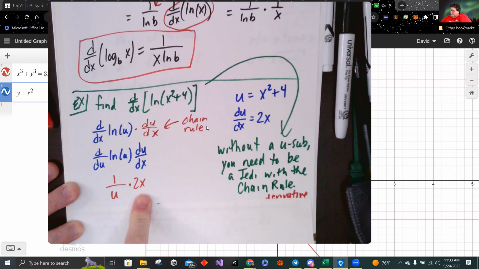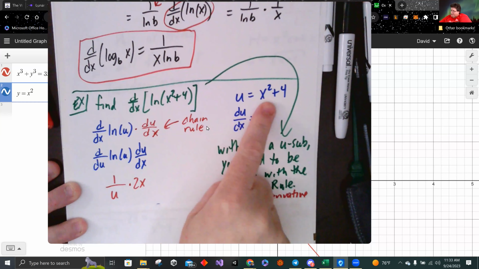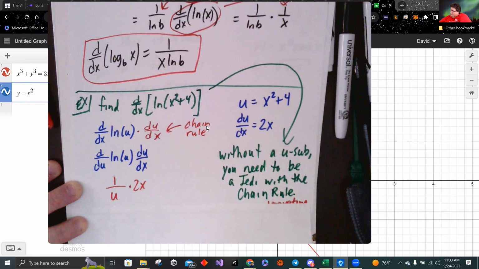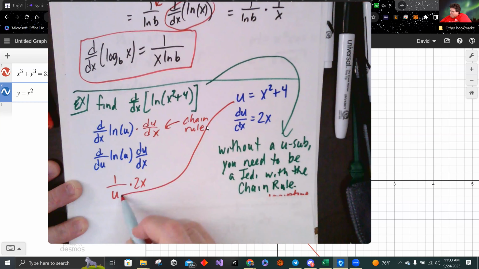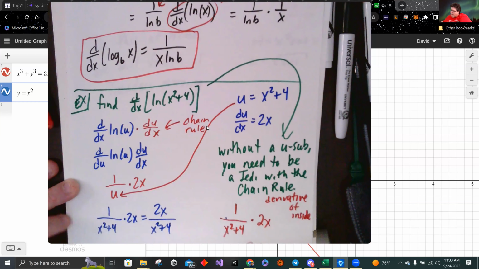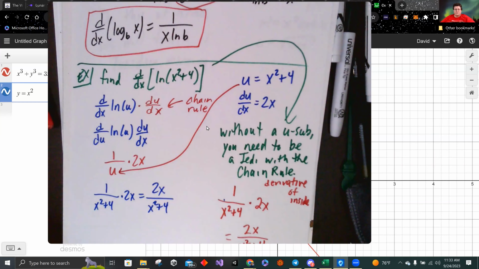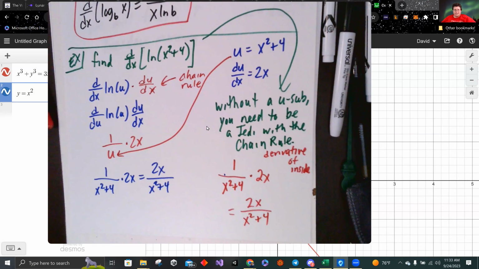And du dx is 2x. We're going to take u equals x squared plus 4. We're going to bring this and plug it back in. And we're going to get 1 over x squared plus 4 times 2x is 2x over x squared plus 4.